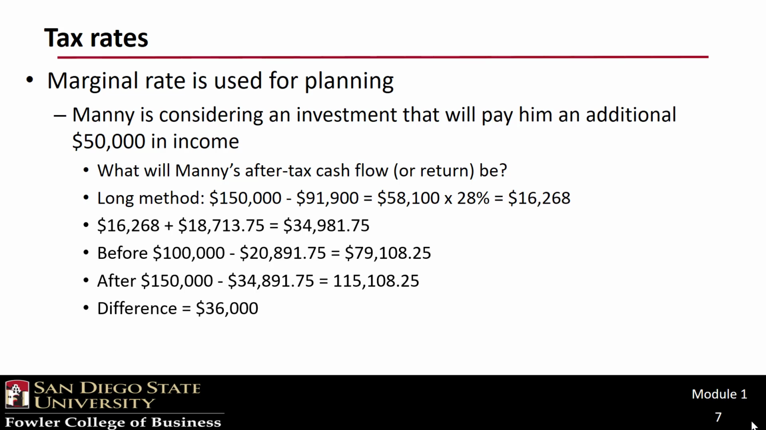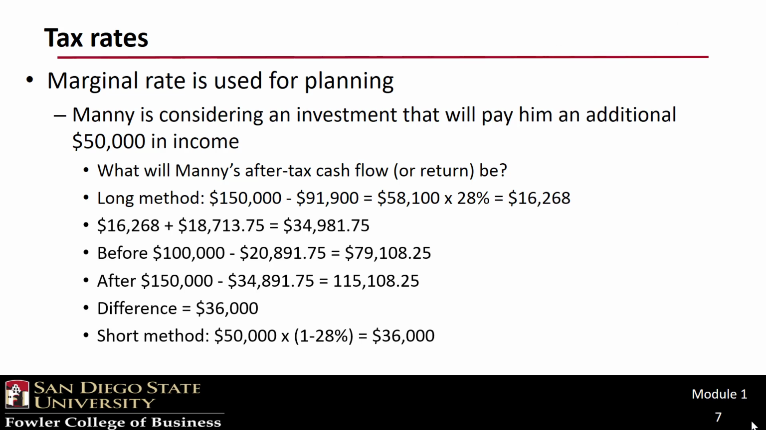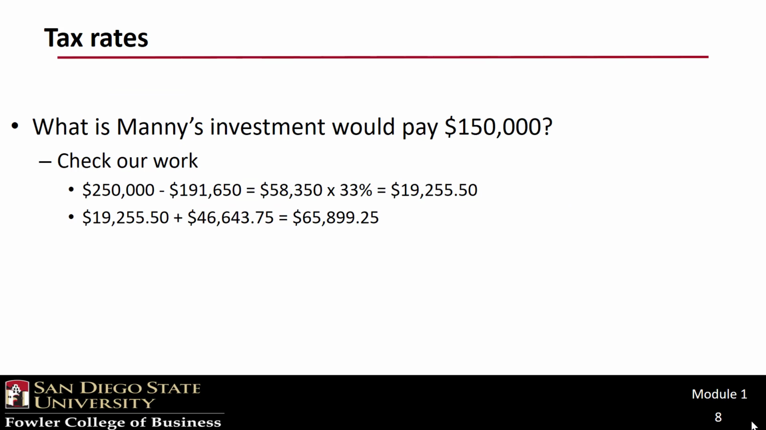Or we can use the shortcut method, which says that Manny's in the 28% tax bracket and thus his next dollar of income will be taxed at 28%. Thus, if we invoke our well-known formula of after tax equals pre-tax times 1 minus the tax rate, we get, voila, $36,000. Now is when we say, I love the marginal tax rate. Of course, this method has limitations.